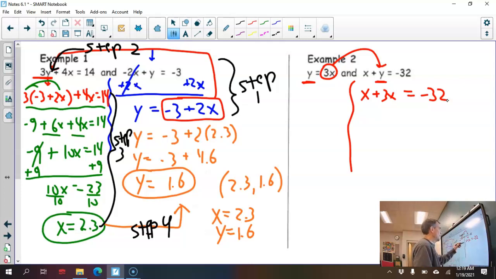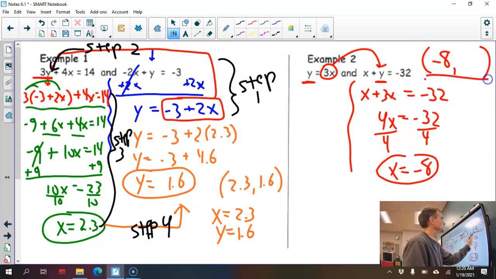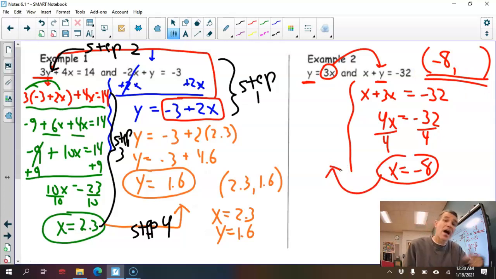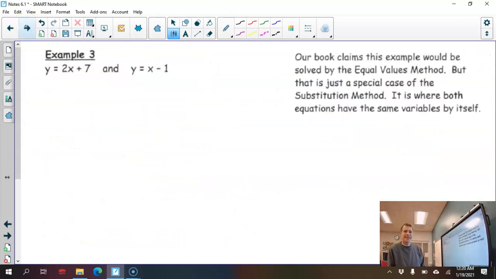So now I solve for x. I'd add my like terms together. I would divide by 4, and I get x equals -8. I now have half of my answer, right? I have the x value. I'm going to get the y value by taking my x and substituting it into the other equation. So this would be 3 times -8, or -24. Boom.